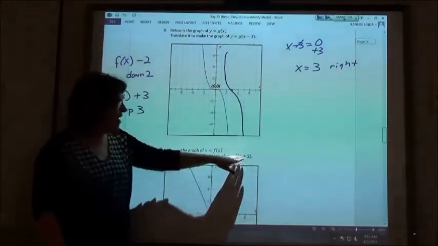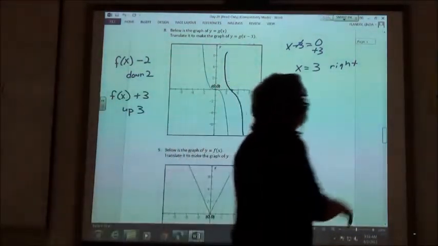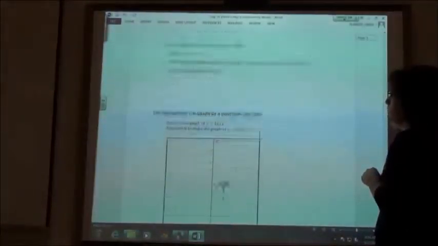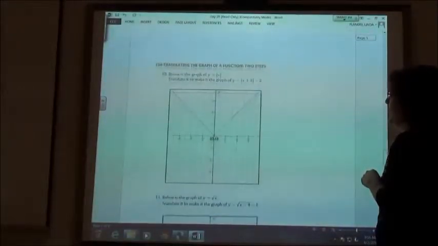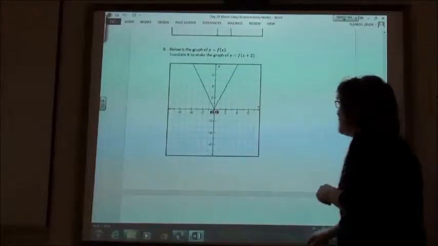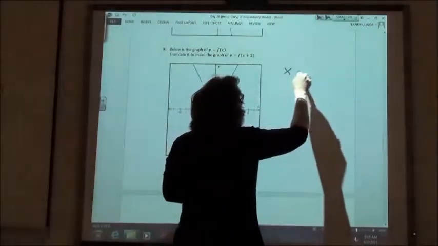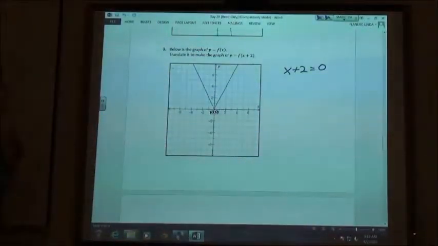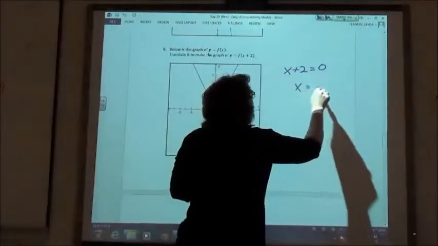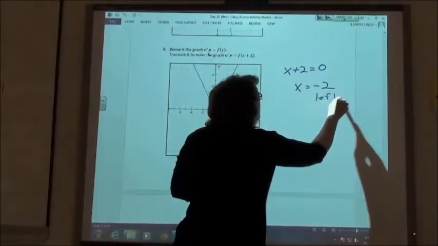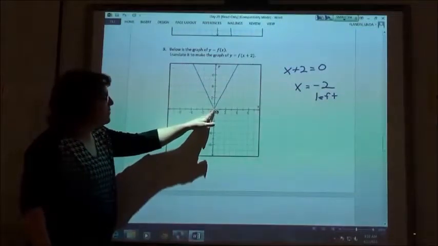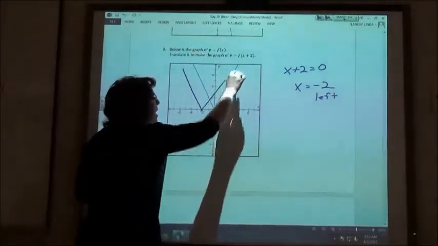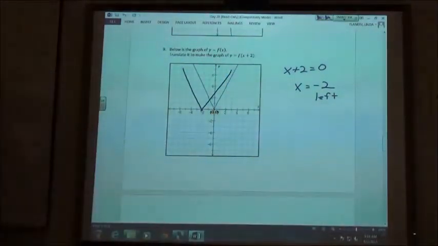The next one has f of x plus 2. So notice that one is like this second one here where it was in the parentheses, right? If I can find it again. Oops, that one right there. So this is when I have to say, okay, I got to say x plus 2 equals 0 first of all. And when I move my 2 over, it's going to be negative 2, which means it's going to move it to the left. So I'm going to take my point that's marked, move it back 2 places, and then it's going to draw my graph 2 places to the left.